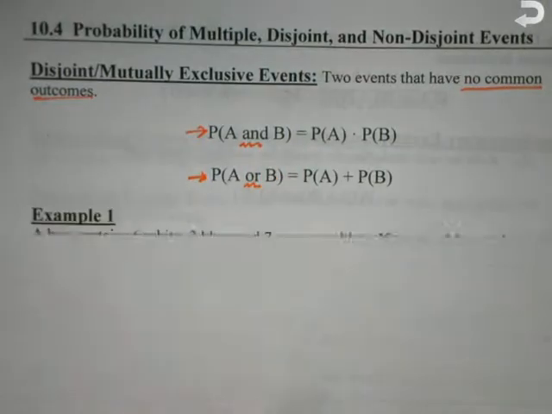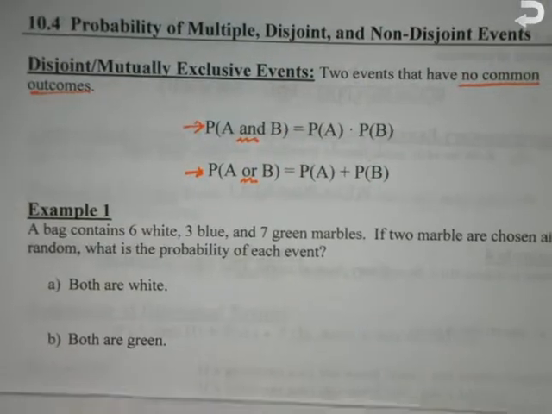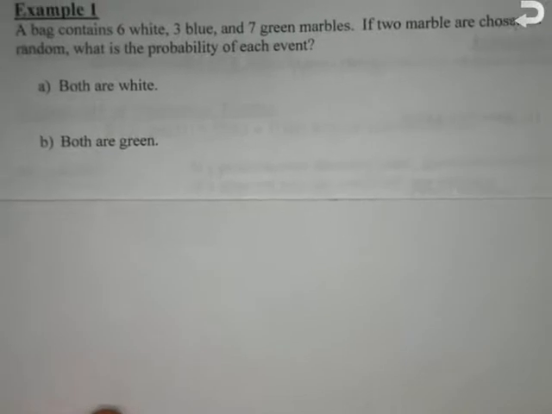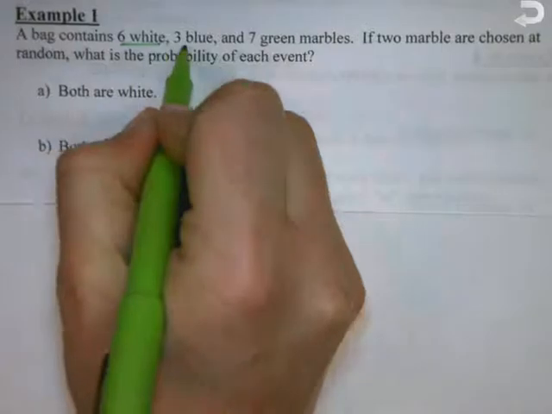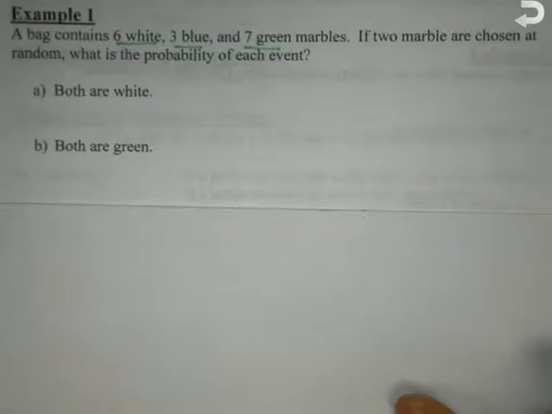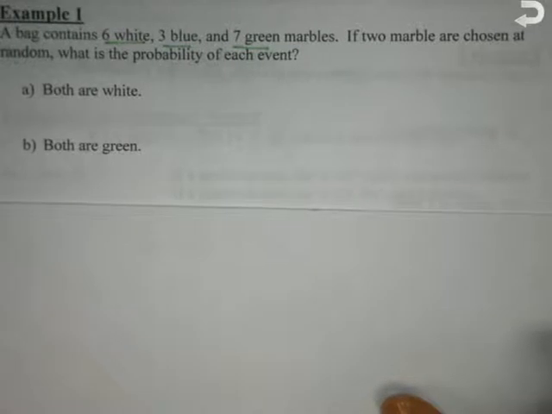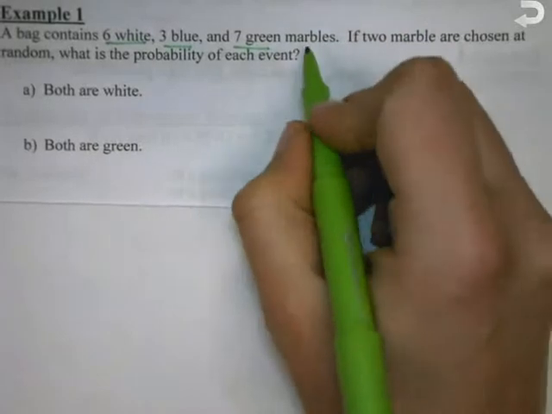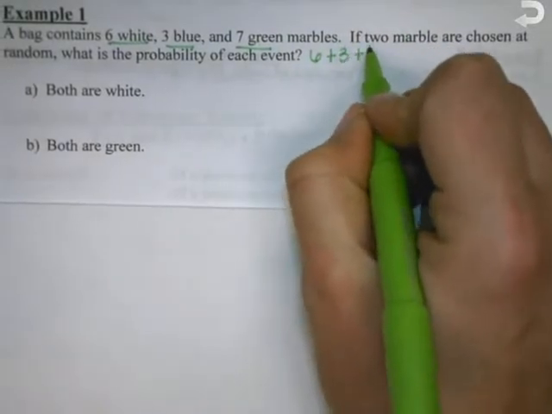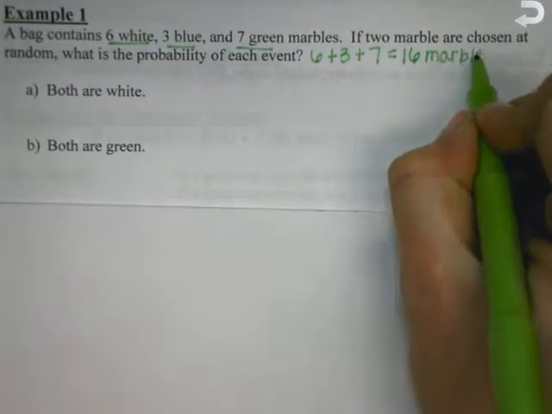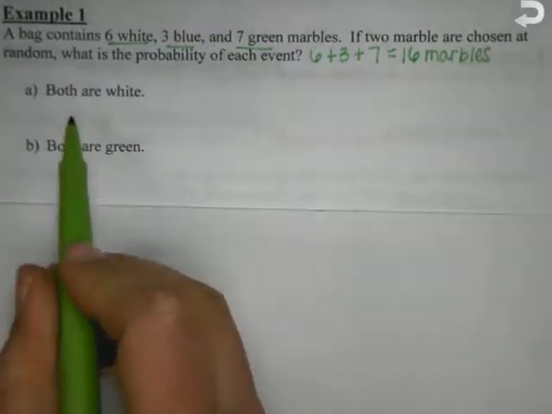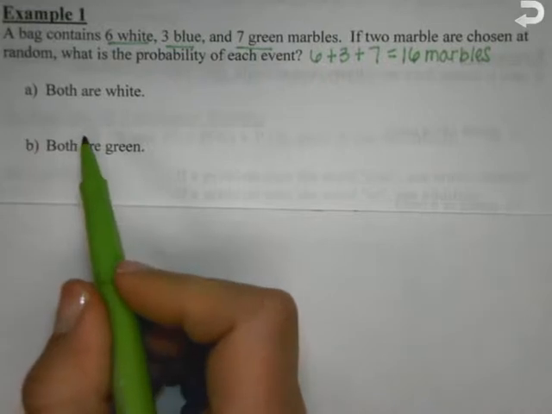So looking at example 1, my situation is that I have a bag that contains 6 white, 3 blue, and 7 green marbles. If 2 marbles are chosen at random, what is the probability of each event? So we have total 6 plus 3 plus 7 marbles, which gives me a total of 16 marbles. And I want to know what the probability is that both marbles we choose are white.